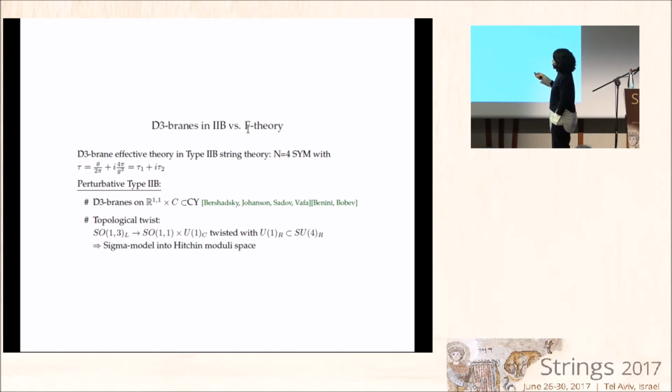To actually describe this problem, I need to topologically twist the theory along the curve. Usually we take the SO(1,3) Lorentz and break this into SO(1,1), acting on the R^{1,1}, times U(1)_C, and then twist that U(1)_C with a U(1)_R symmetry subgroup inside SU(4). If we now collapse the curve, we actually get a sigma model into the BPS equation moduli space, which here is the Hitchin moduli space.